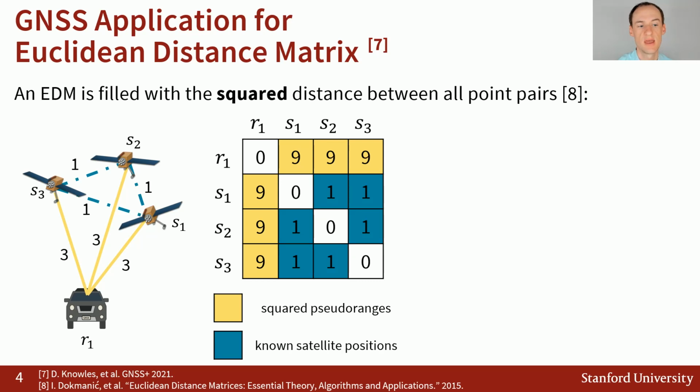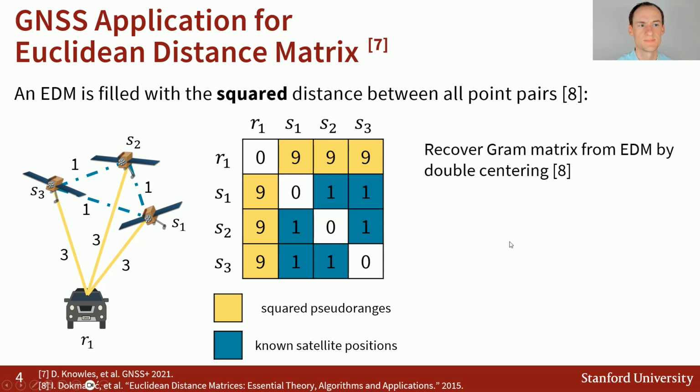And then finally, if we know the satellite positions, we can calculate that the distance between all of the satellite positions is 1 unit. Then we can fill in 1 squared in the Euclidean distance matrix. And then I will keep it brief. If you're interested to know more about this GNSS navigation problem, I refer you to citation 7.